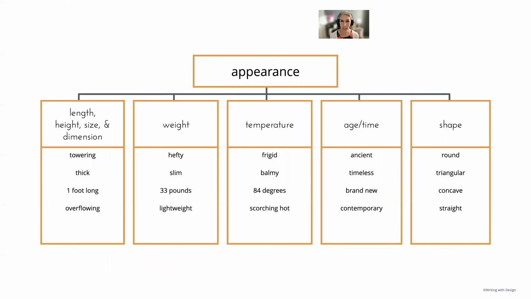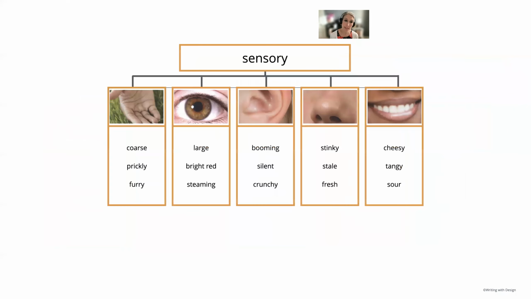Appearance and sensory have some subcategories. So you'll see on this slide and the following one that we have it broken down even further. So appearance can be length, height, size, and dimension, weight, temperature, age and time, or shape. And sensory, well, there's 5 senses, so here they are for you. And we really want our children to be able to give us descriptions from all of the 5 senses. So again, this is the classifying design. It's one that we use anytime that we want to sort and organize and group information.